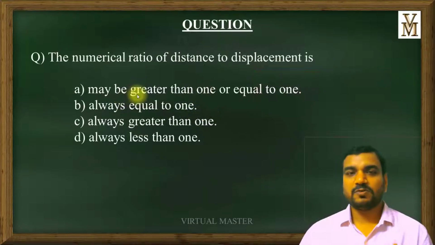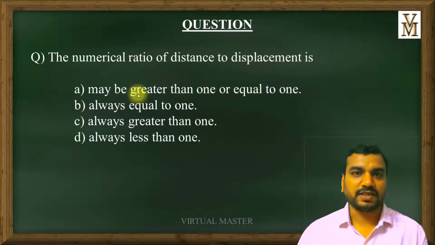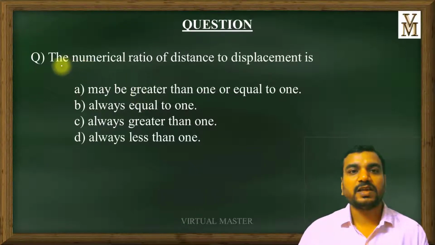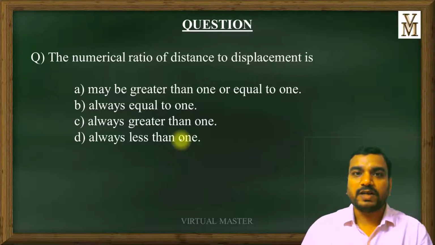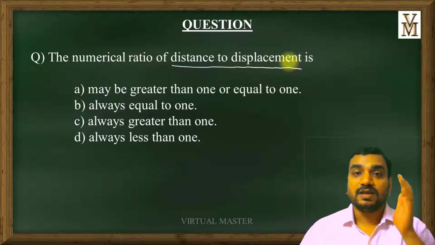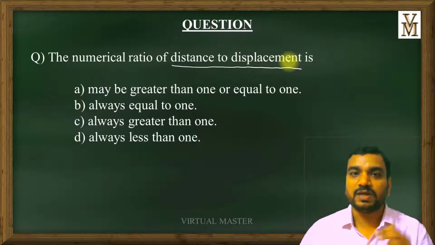Before discussing speed and velocity of the object, first let us discuss the question that was asked in the previous session. We asked you that the numerical ratio of distance to displacement is: option A, may be greater than 1 or equal to 1; option B, always equal to 1; option C, always greater than 1; and option D, always less than 1. What we have to find? We have to find the ratio of distance to displacement. That is, distance divided by displacement will be how much.